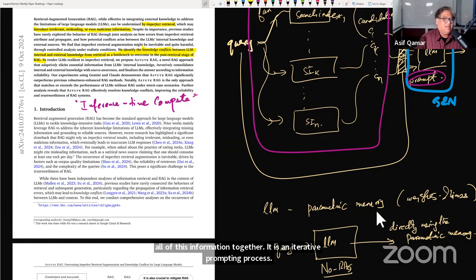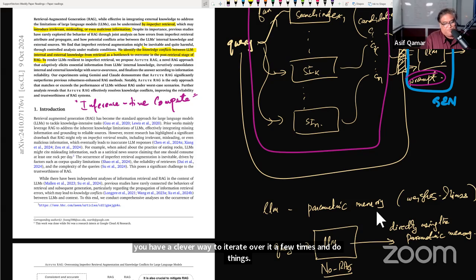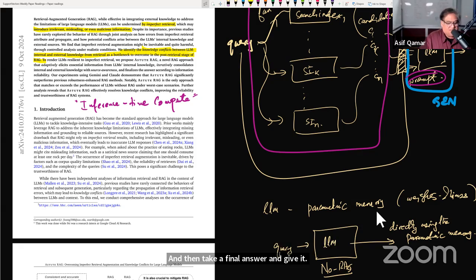So what we are doing is, and as has become common practice these days, you never take the answer straight from the LLM and say, okay, here it is. But what you do is you go through a few iterations, and you have a clever way to iterate over it a few times, and then take a final answer and give it. Right? Now, those of you who are familiar with multi-agent systems, task decomposition, and prompt self-refinement, and so on and so forth, we are all talking about similar things within the bag of inference time compute. So I'll leave that on the table, and I would say that this falls within the same general category.